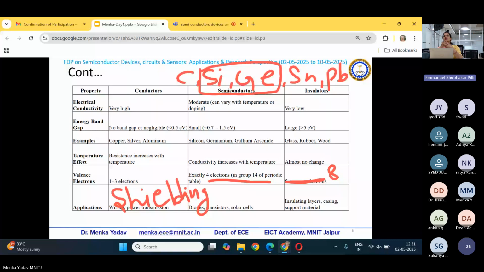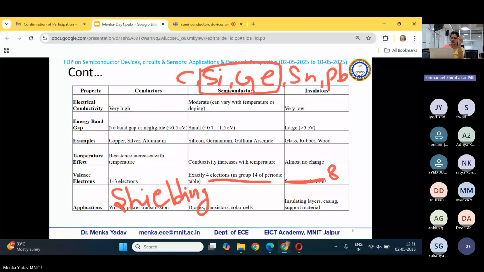And especially in defense applications, you can have that. If some very sensitive information is there, that particular room must be shielded completely. So for shielding purposes also, these conductors are used.